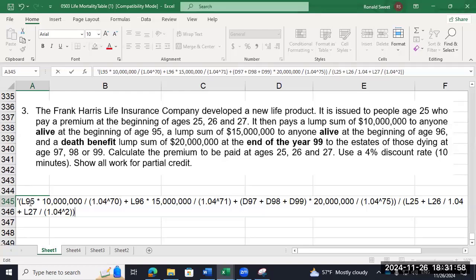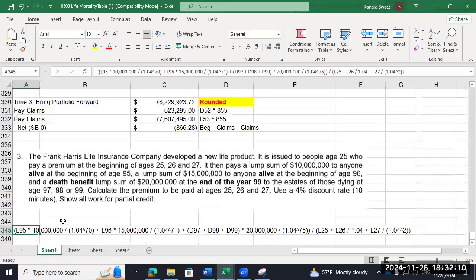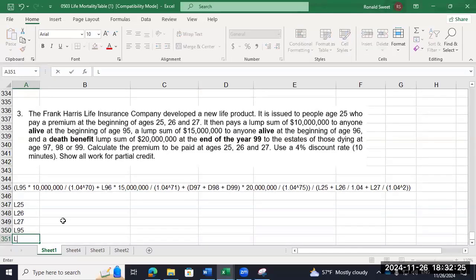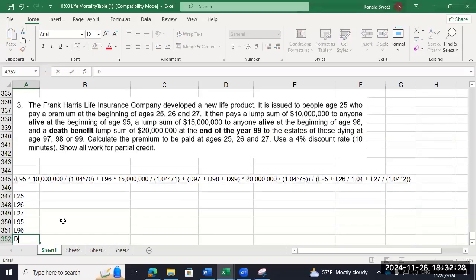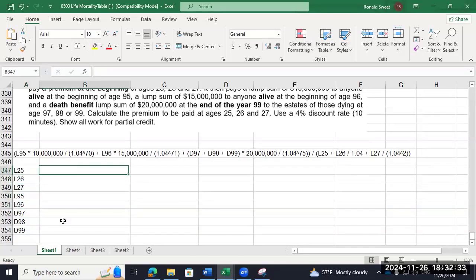So it doesn't matter if the premiums are paid at age 25, 26, 27, 30, 40. You just take that number, subtract it from the beginning year, and that's what you raise it to the power of. So you do have to calculate it. We probably don't have time to calculate it here, but I'll set it up. We've got L25, L26, L27, L95, L96, D97, D98, D99. Those are all the numbers you need.